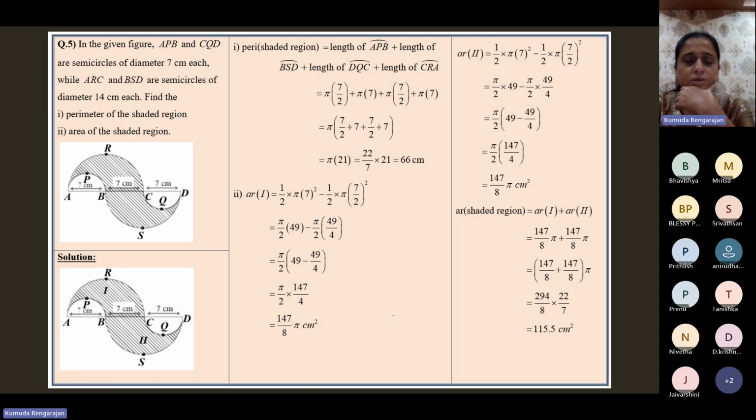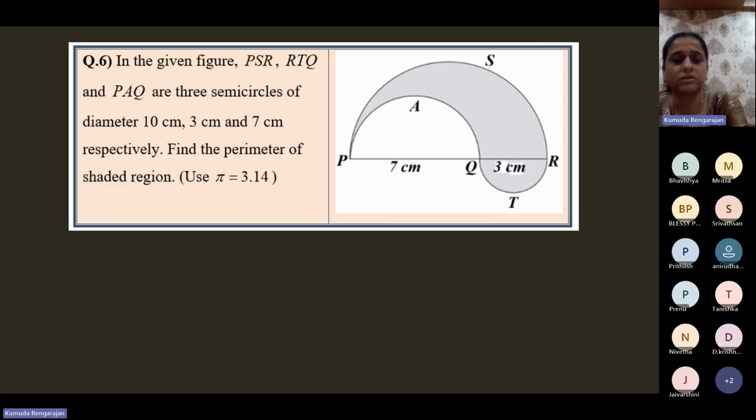Length of arc APB. Pi r. So pi into 7/2. BSD pi into 7. Yeah, okay. Area of 1 half pi r square minus it, and then 2. Yeah. Okay, so there's something else.